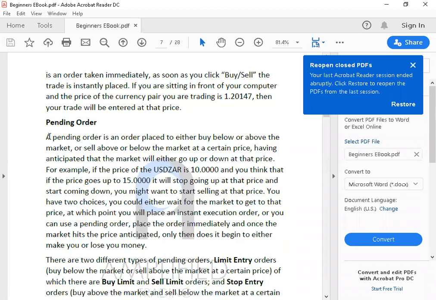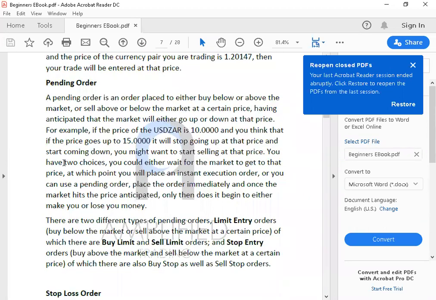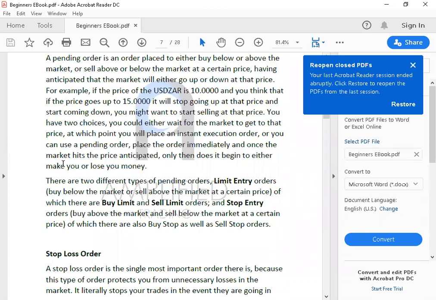Yeah. Pending orders. We went through the pending orders, right? The limit orders, so the sell limit as well as the buy limit, and the stop entry as well, which is your buy stop as well as your sell stop.